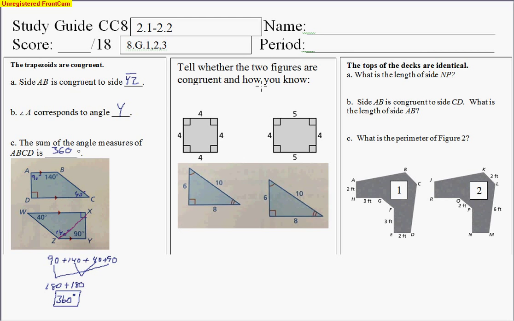Well, taking a look at the next problem, I've got to tell whether the two figures are congruent. And how do I know? Well, I know congruent figures have the same shape and size. Same shape and size is what I'm looking for. And so when I look at this one here, this one is a square. It's a special type of rectangle that has all sides that are the same. This is a rectangle, but not all the sides are the same. So look at this one right here and this one right here. 4 does not equal 5. Those do not equal. So this is no.